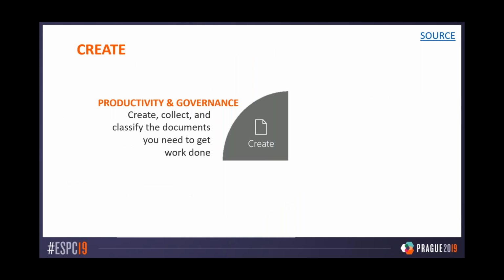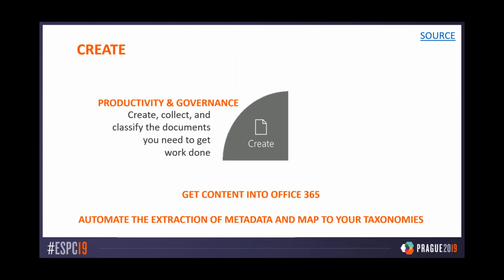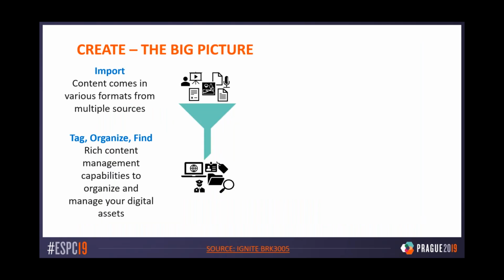So let's start with our create phase. So in our create phase, we're trying to do two things. First, we want to get content into Office 365. That could be by importing it from other locations, migration, or it could be as simple as clicking the Create button in a document library. And then we want to automate the extraction of metadata in this phase so that we're able to find the content easily right from the start. So let's look at how we do this.